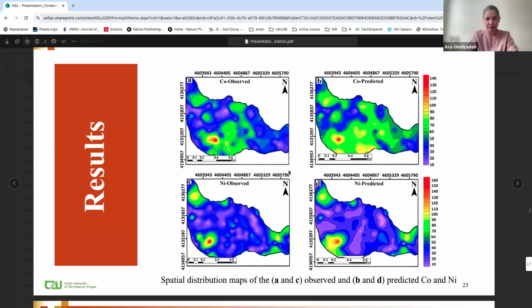Right? Yes, that's true. Okay, the study showed that the extreme gradient boosting technique was very successful in indirect quantification and spatial variability mapping of cobalt and nickel on the mine waste dump. And also the spatial variability maps of elements showed relatively similar patterns between the observed and the predicted values. You can see here that spatial distribution maps A and C are the observed for cobalt and nickel, and B and D are predicted by visible near infrared spectroscopy.